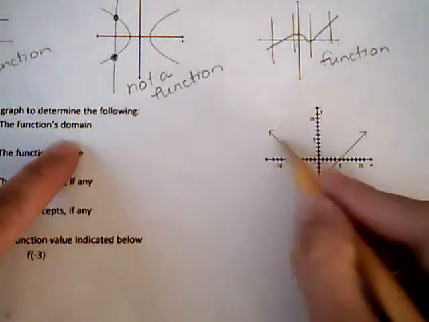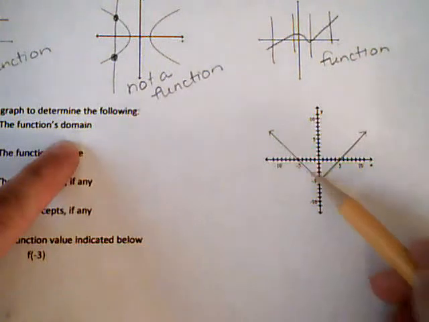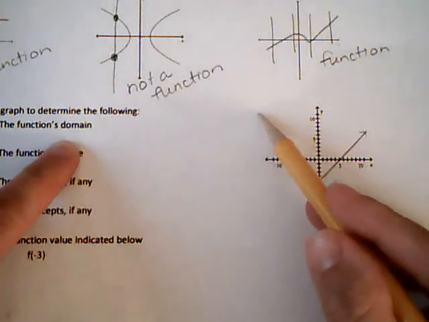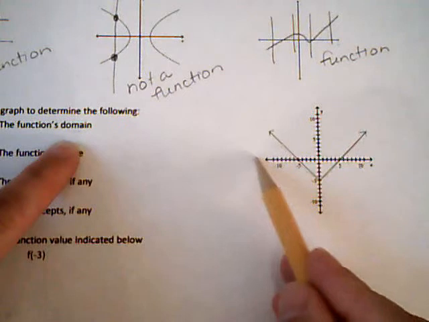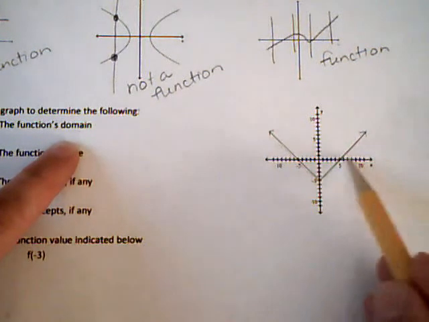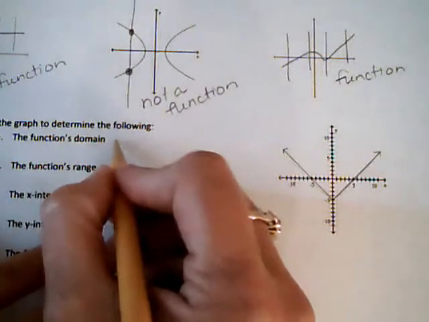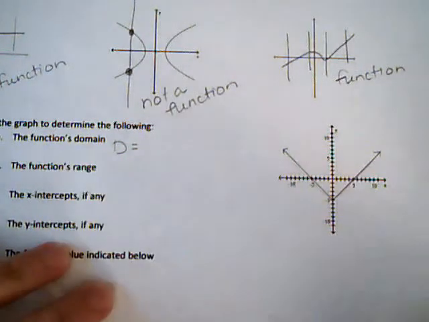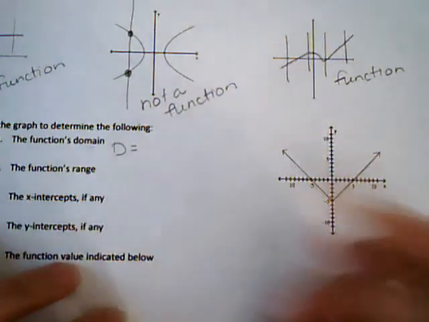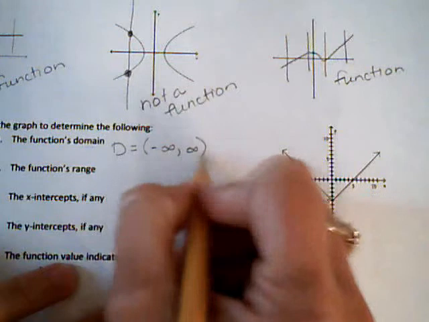How far to the left is it going to go? How far to the right? Okay, this thing is going to continue forever in the negative direction as far as your x values, forever in the positive direction as far as your x values to the right. So I would say that my domain, since it is a set, we're going to write it in interval notation, is from negative infinity to positive infinity.